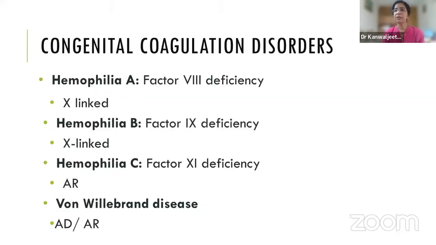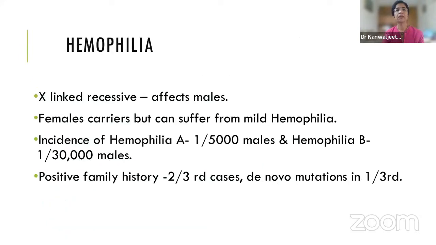Coming to the congenital coagulation disorders, hemophilia A, as we all know, is caused by factor VIII deficiency, B by factor IX deficiency, and C is very rare, isolated in some families only. It's factor 11 deficiency, it's autosomal recessive. And von Willebrand disease we all have heard of and is the most common congenital coagulation disorder. Hemophilias are X-linked recessive disorders; females are carriers but may suffer from symptoms of hemophilia. We'll come to that in detail later.